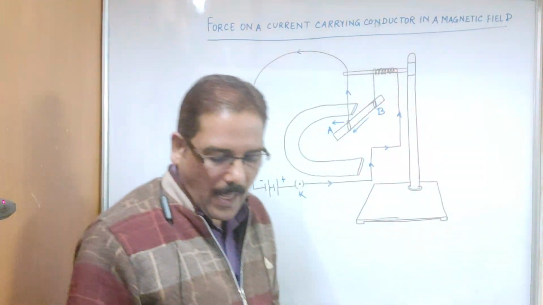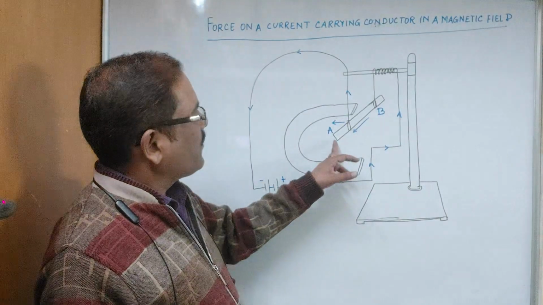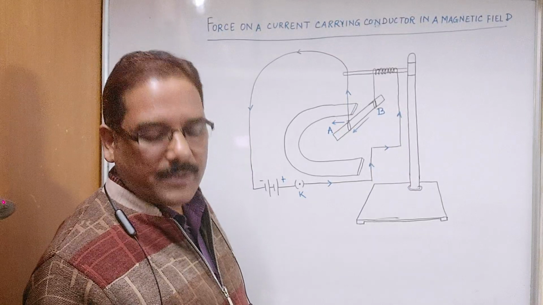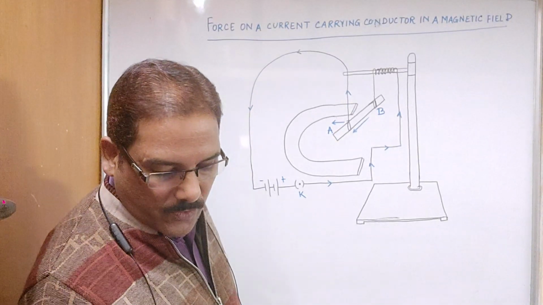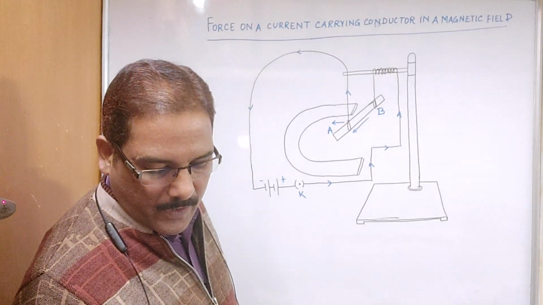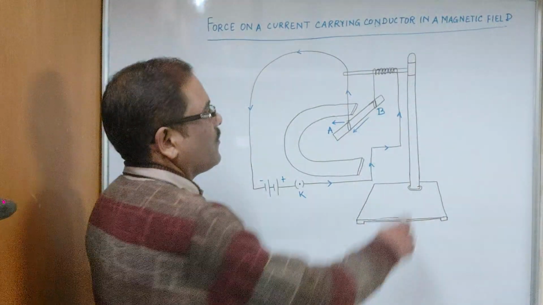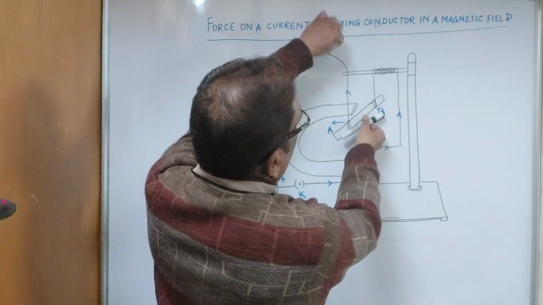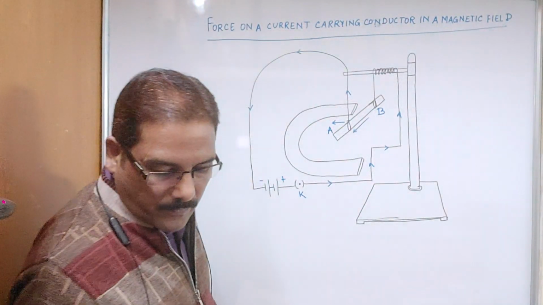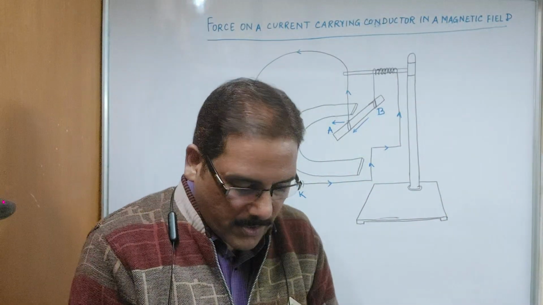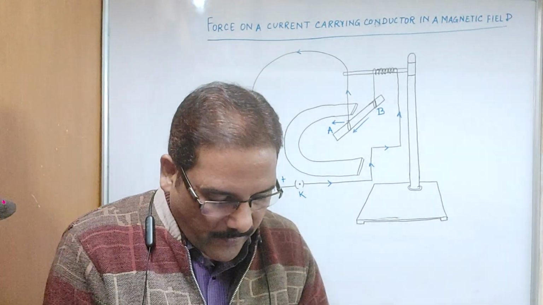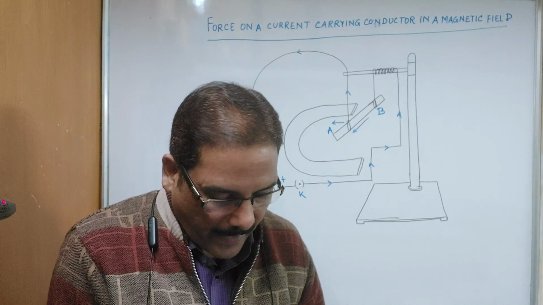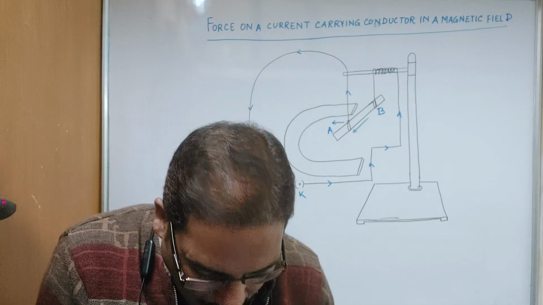Take a small aluminium rod AB. So AB is a small aluminium rod. It is about 5 centimeter long. Using two connecting wires, suspend it horizontally from a stand. So we have taken a stand, and through the wires we have hung it horizontally. Place a strong horseshoe magnet in such a way that the rod lies between the two poles with the magnetic field directed upwards.